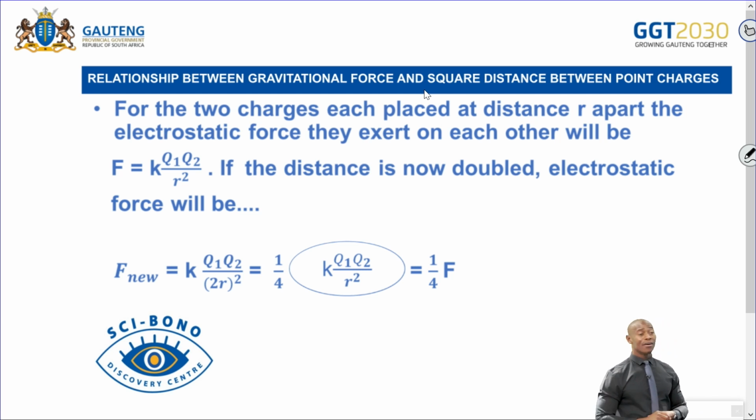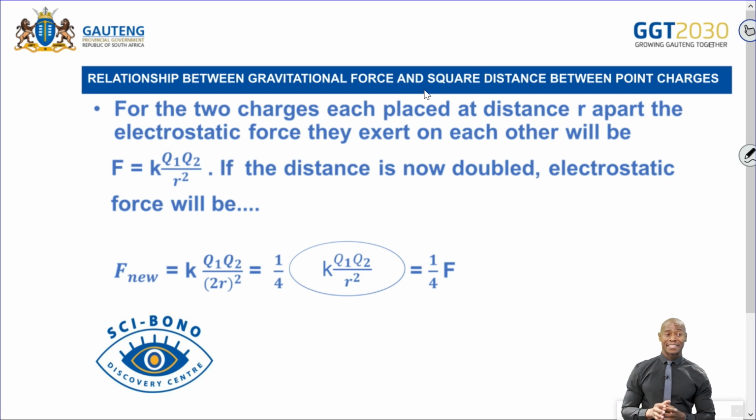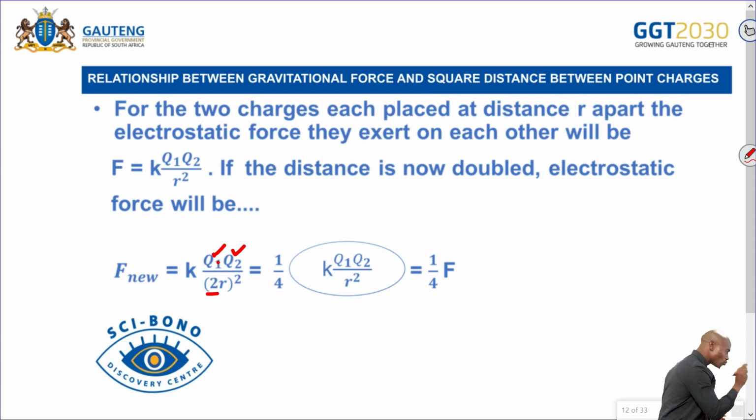all know that by now, that the electrostatic force that they exert is K Q1 Q2 over R squared. Now, if the distance is doubled, how will the magnitude of the electrostatic force change? So the distance is doubled. Q1 Q2 is still the same, so that is why here I'm having K Q1 Q2. Then the distance is doubled, that is why you see 2 there.